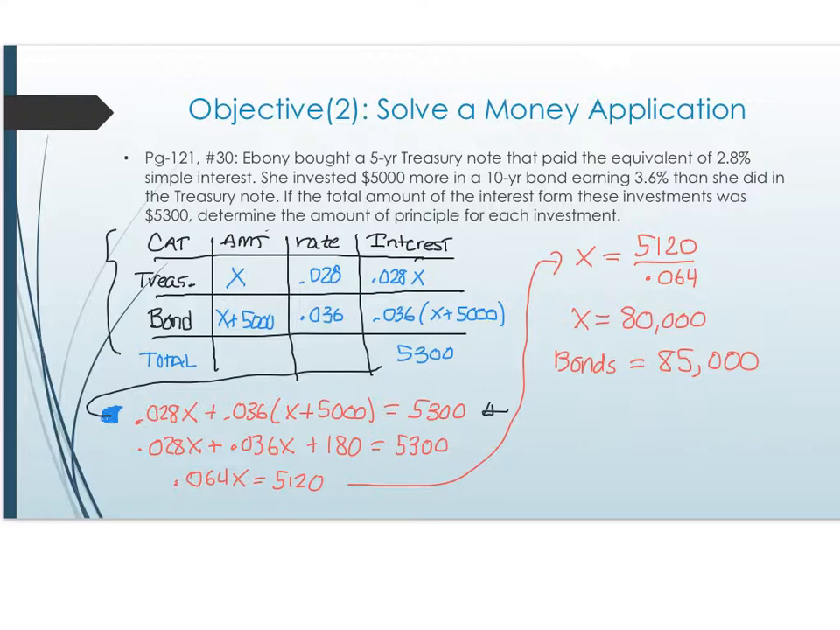Now I distribute the 0.036 and I get 0.028x plus 0.036x plus 180 is equal to 5,300. And 0.064x is equal to 5,120. And we can see that x is 5,120 divided by 0.064. And of course we end up with $80,000 for our Treasury. And if we add 5,000 more, we'll get $85,000 for the bond that she invested in.